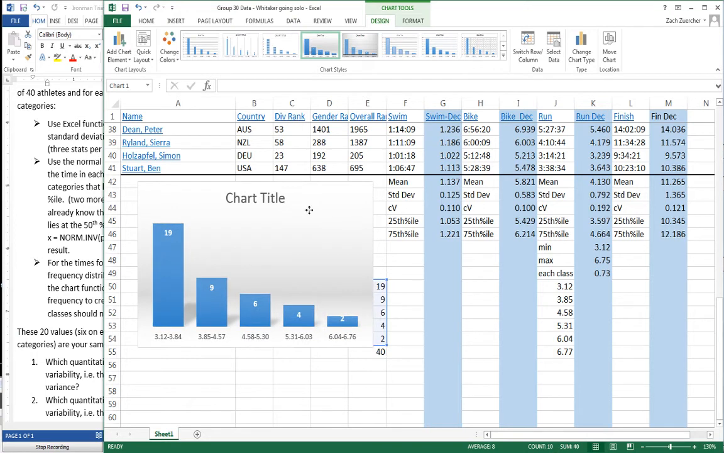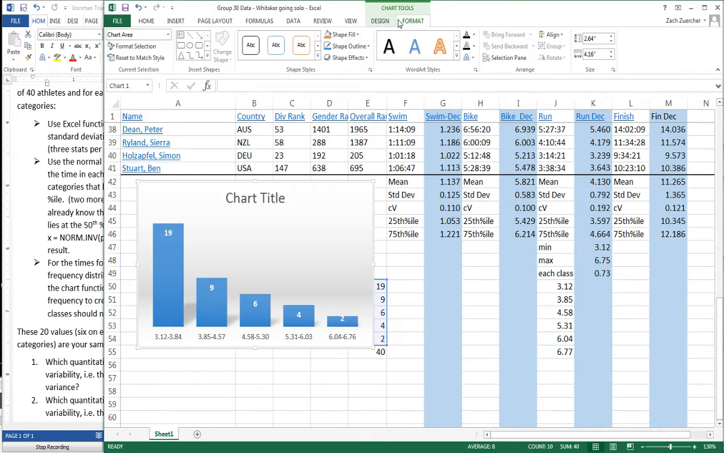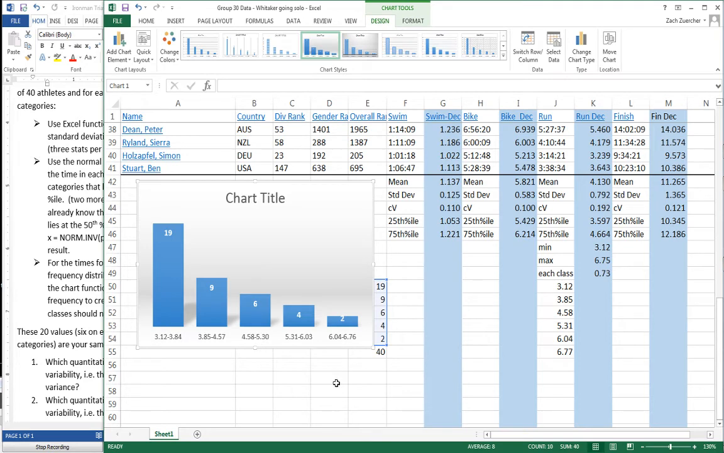Either way, it's fine. You guys get a chance to customize your graph however you want. Notice that I've got the frequency of each bar marked there. Then the class limits are at the bottom of the bar. Excel does a pretty decent job of making these charts.